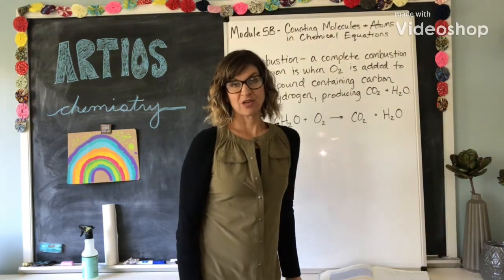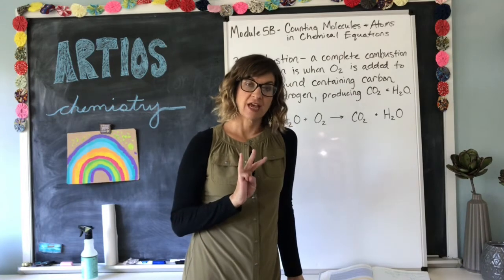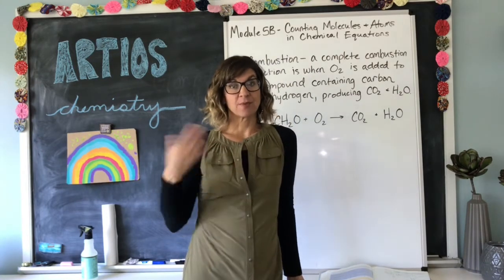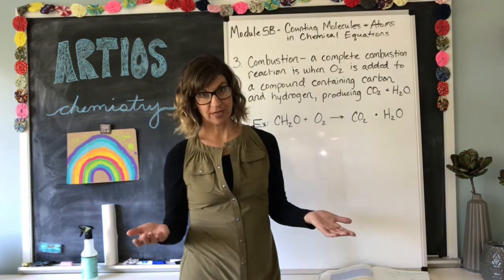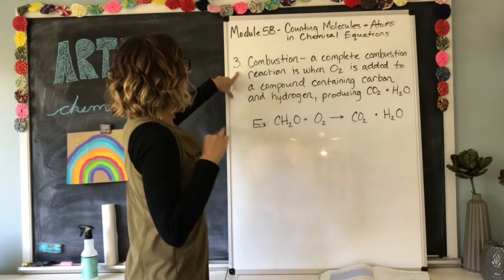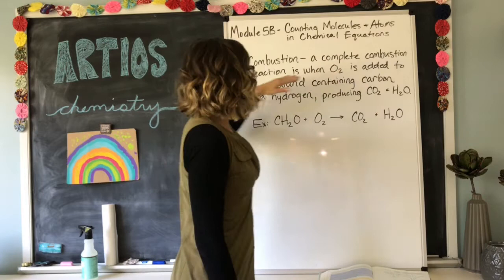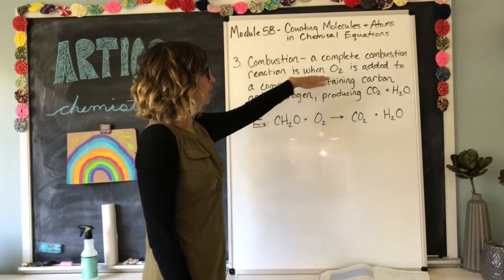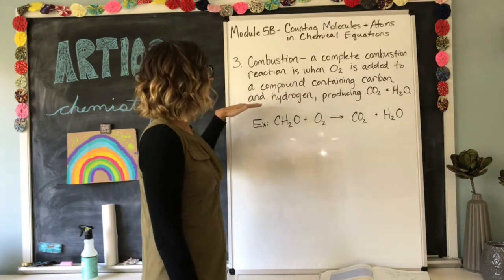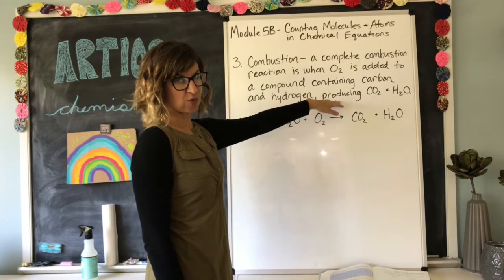Okay, we are back with module video 5B and the third type of basic chemical reaction, which is combustion. Now there's complete combustion and incomplete combustion. We're going to start with complete combustion. So the third type of basic chemical reaction is combustion. A complete combustion reaction is when O2 is added to a compound containing carbon and hydrogen, producing CO2 and H2O.